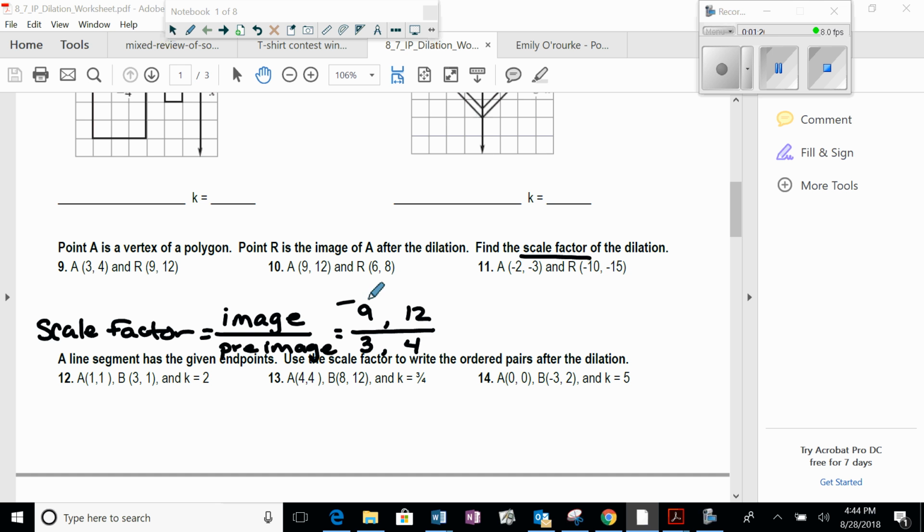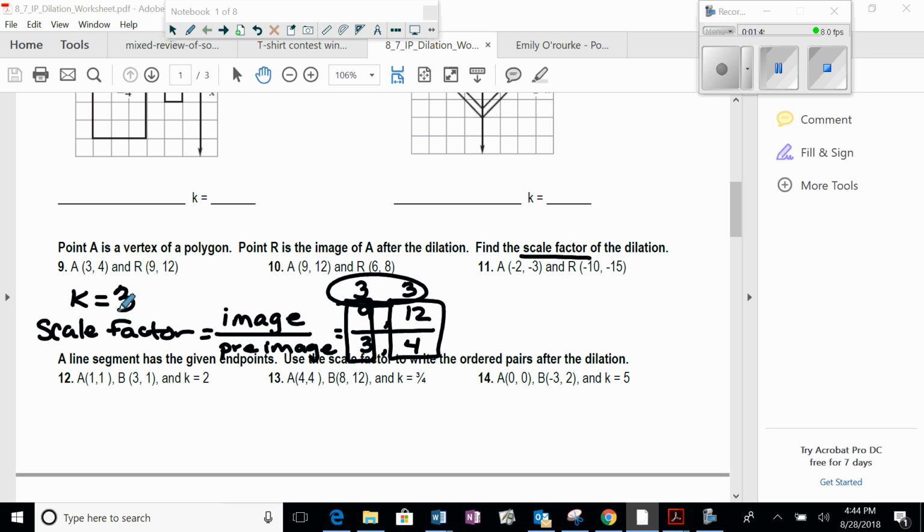So I'm going to look at the fraction 9 divided by 3 and simplify that, which is 3. I'm going to look at the fraction 12 divided by 4, and that is 3. Because they came out to the same answer, my K value, or my scale factor, is 3. So that's how we do number 9.